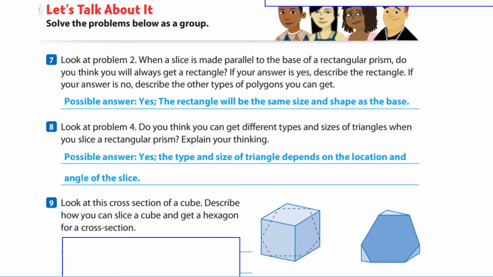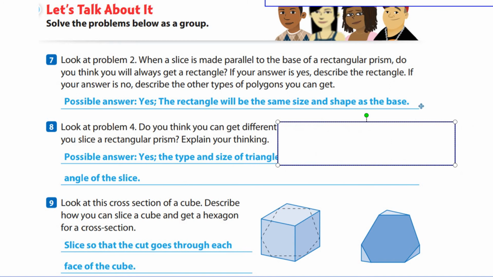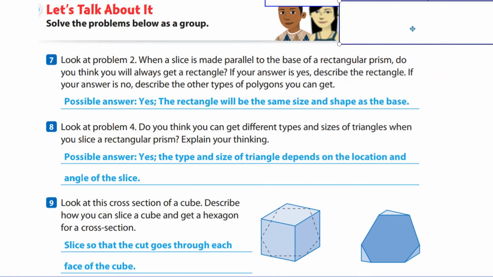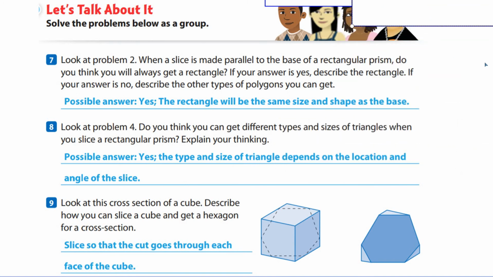And look at this cross section of a cube. Describe how you can slice a cube and get a hexagon for a cross section. Slice so that the cut goes through each face of the cube, just like shown. Each face of the cube, and then you have a hexagon. Think about that.